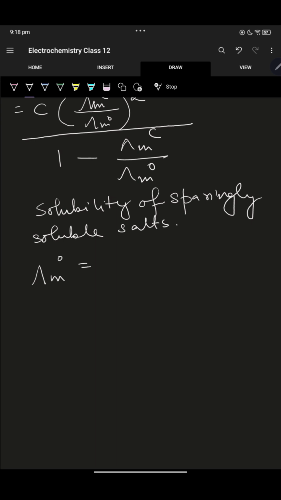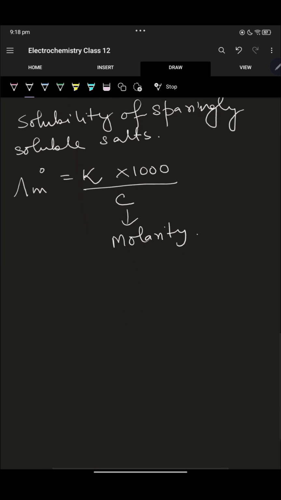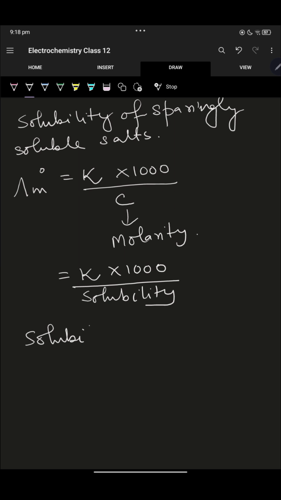Lambda m naught is equal to kappa into 1000 by C, which is the molar concentration, so I can say molarity. This can be substituted by the solubility, because how much of the solute is getting dissolved is the solubility. So we write it divided by solubility. So we can find solubility using this formula, that is kappa into 1000 by lambda m naught. So these are the applications of Kohlrausch's law.